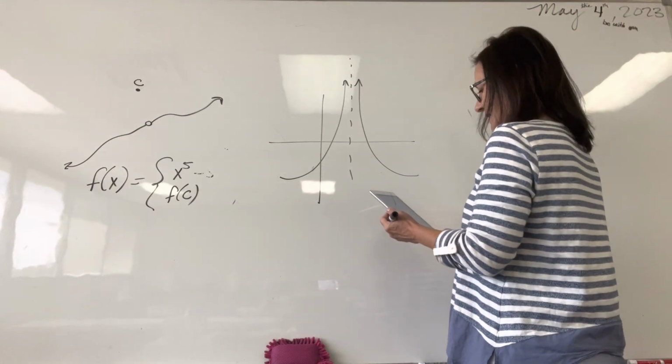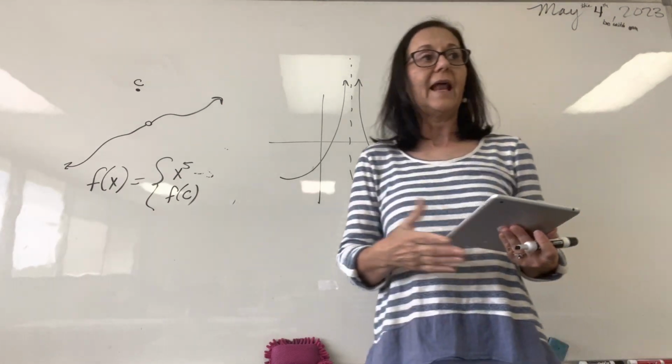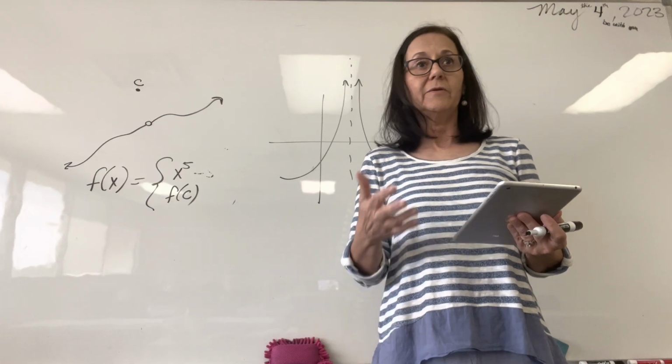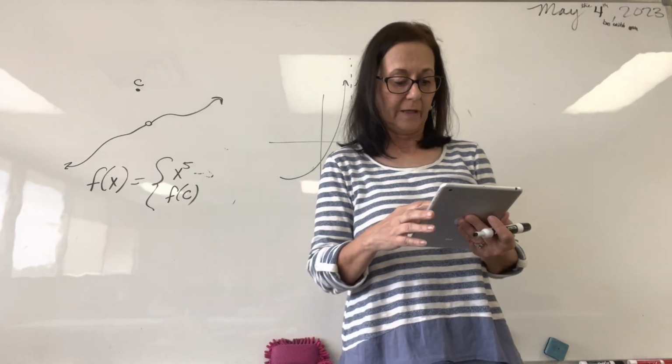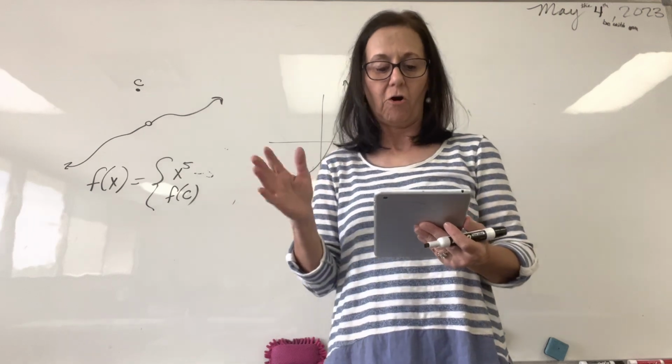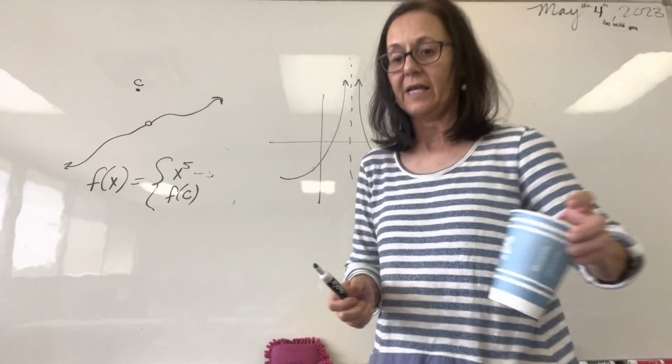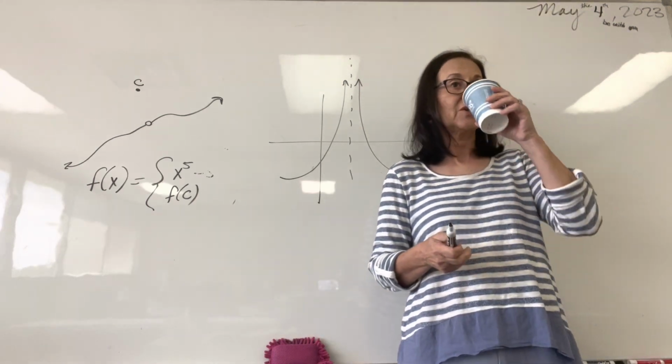And then D. We just have a hole in the graph that hasn't been defined, or hasn't been redefined to make it another place. So all of those, A, B, C, and D, are all discontinuous at the point C. Does that make sense?